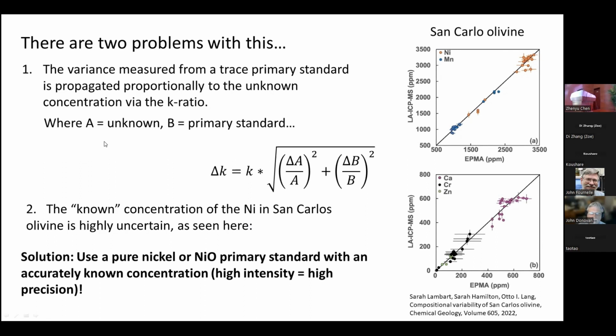And the idea here is that not only do we have an accurately known concentration of nickel, but we also get very good statistics on it. Okay, I'm going to hide this thumbnail view here. All right.